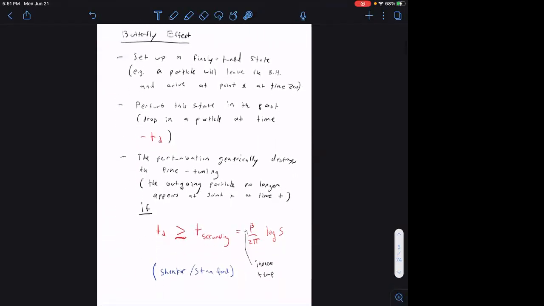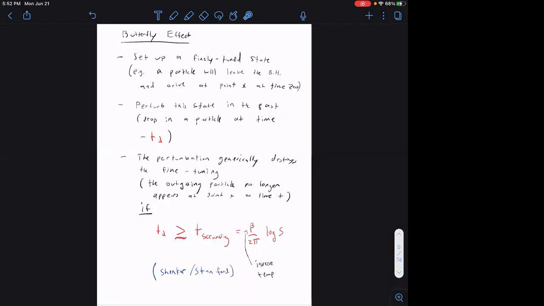So that was thermalization. And another interesting signature of chaos exhibited by black holes is the butterfly effect. So what is the butterfly effect? Say you have a finely tuned state where something very finely tuned is going to happen. Say a particle appears outside the black hole at point X at time 0.